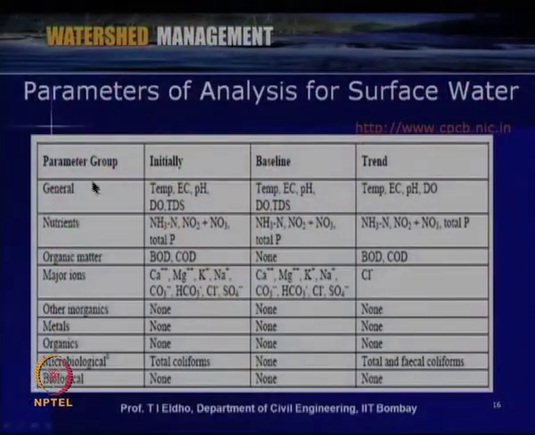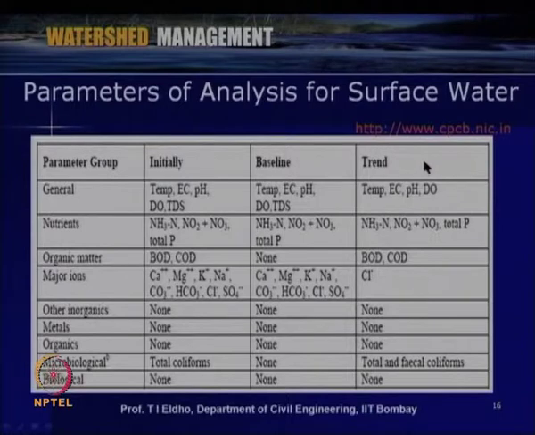Now, in this slide, if you consider the parameters analysis for surface water. So surface water, here again the parameters are grouped, then initially the various parameters, then baseline or trend. So generally what we do for temperature, electrical conductivity, pH, dissolved oxygen, total dissolved solids for all. Then nutrients are concerned, initially baseline, then trend. And as far as organic matter is concerned, initially we have to check BOD, COD. Then again trend is concerned, BOD, COD.